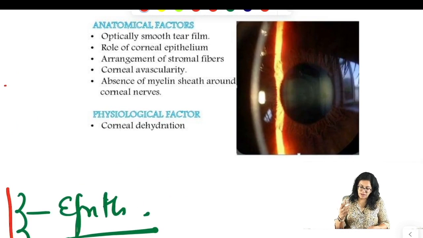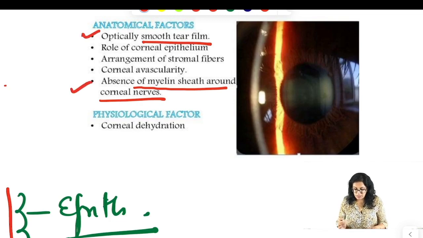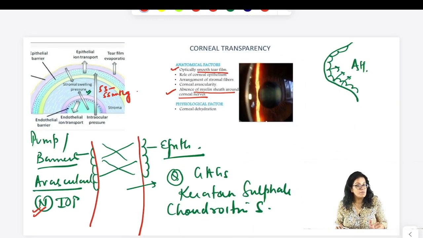One more factor is the absence of myelin sheath on nerves, right? And a smooth tear film. That's also very important. Optically smooth tear film and absence of any myelin sheath. These are some important factors for maintaining the transparency. Yeah, it's a very important topic.